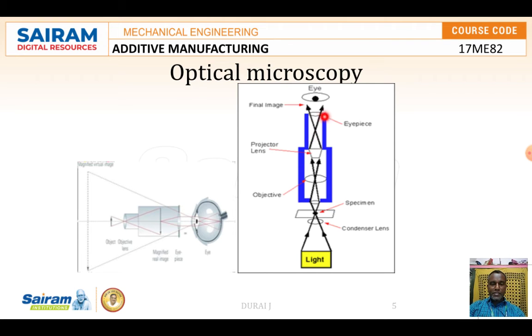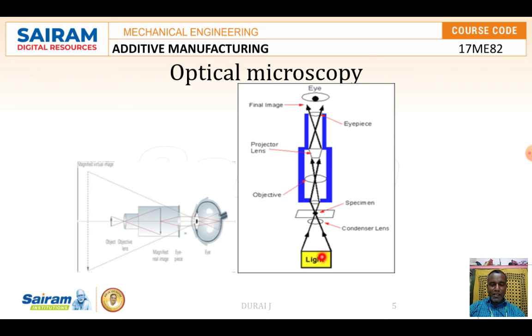So if you see the eyepiece, we look through the lens over here. Here they are kept as a projector lens. With the help of the projector lens, light is projected towards the object. The objective lens increases the magnification, and for that it is used over here.